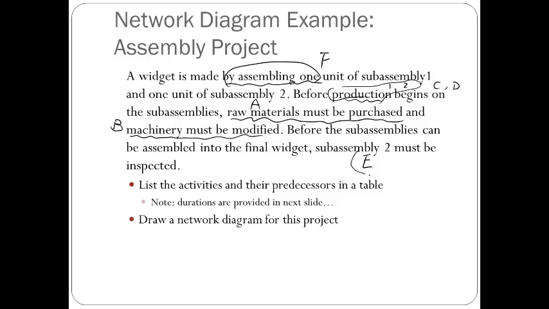Let me ask you, which one is E's predecessor? E is inspect sub-assembly 2. Which one? D. Yes, thank you. So you produce on the sub-assembly 2, right? Okay, so D is E's predecessor. And then F will be the last step.